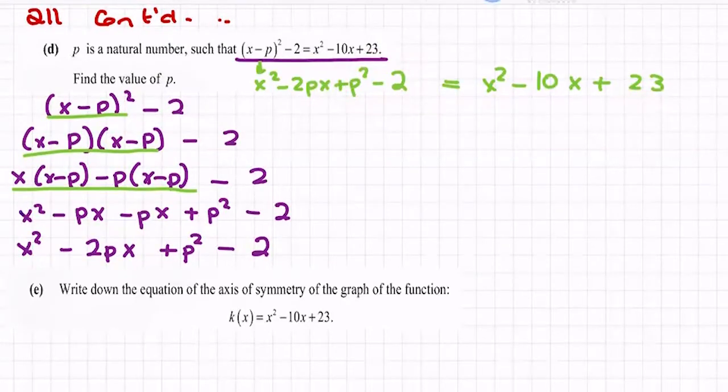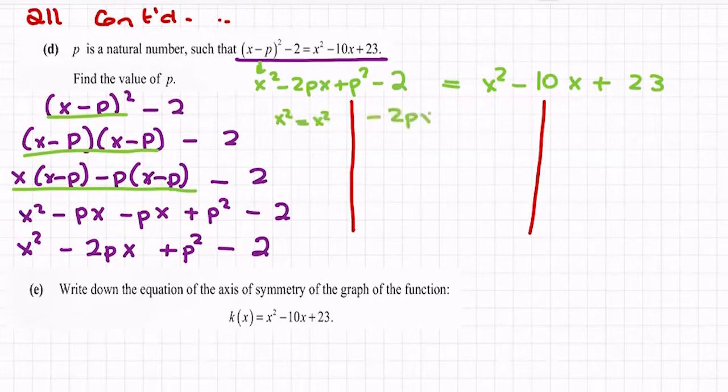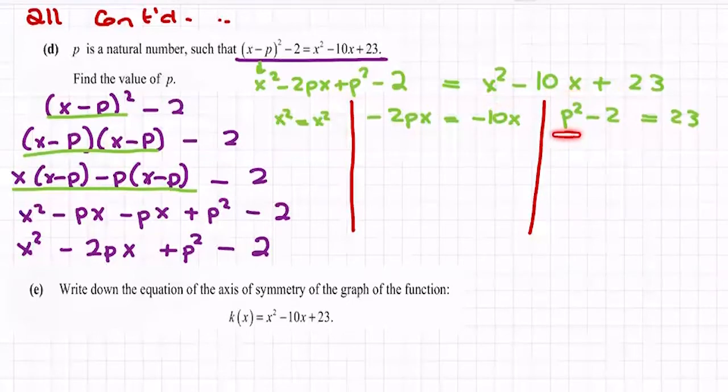Okay, so how I do that is I chop up my page and I let the x squared equal the x squared. And on this one, minus 2px equals minus 10x. And over here, p squared minus 2 equals 23. So the p squared comes with the numbers because there's no x in it. So even though it's a letter, it's not the x that's in my quadratic. So it's just a number.